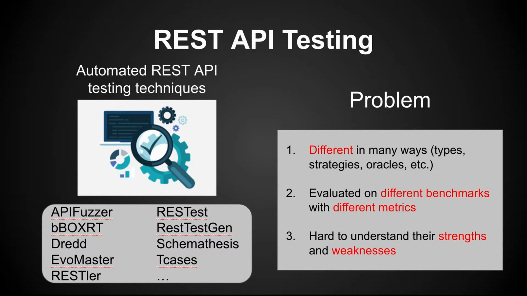For this reason, many automated testing techniques have emerged in recent years. These techniques leverage the descriptive languages, mostly OpenAPI specification, to produce test cases exercising various functionalities of the web service and detecting bugs. However, because these techniques use different strategies and oracles for testing, it is hard to compare each other. Also, they were evaluated on different benchmarks with different metrics, so it is hard to assess their strengths and weaknesses and understand how they actually perform.